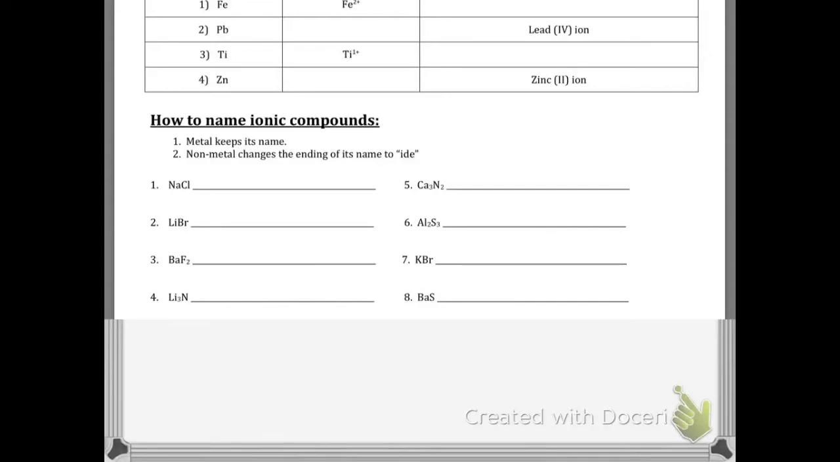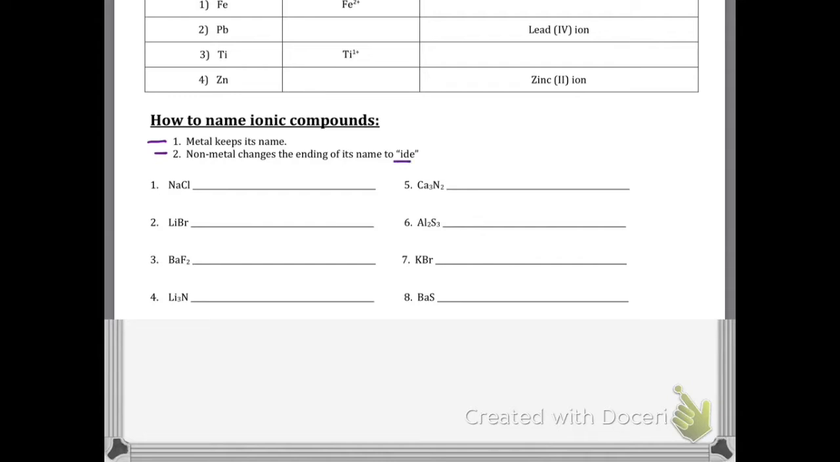Now we're going to learn how to name ionic compounds. So when you see the formula of an ionic compound, the question is, how do you name it? Well, it has two rules, very simple. The first rule is that the metal keeps its name. So you spell it exactly the way it's already spelled. The non-metal will change the ending to -ide.